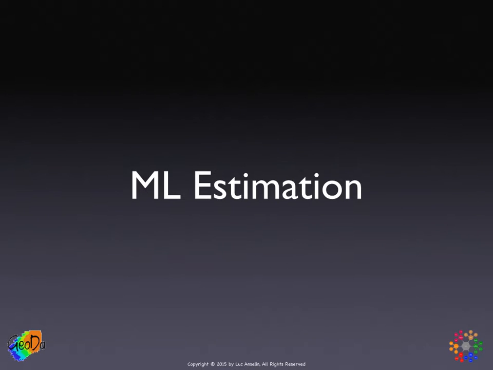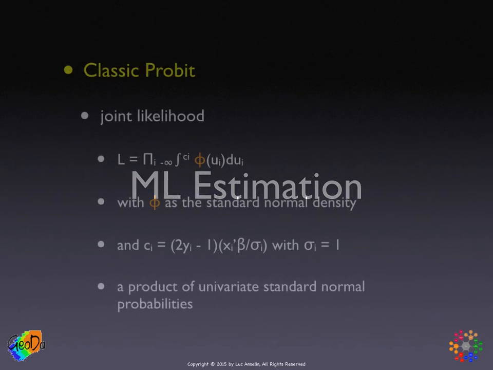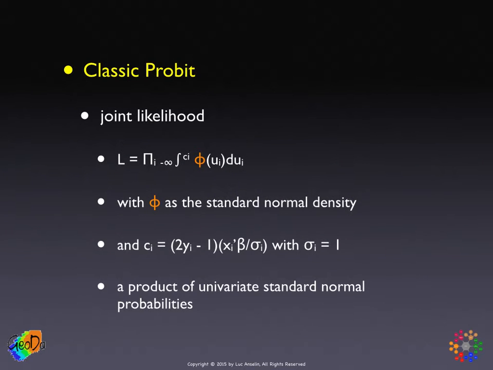First, maximum likelihood estimation of the spatial probit and Tobit. And just to set the stage, let's start by considering what happens in the classic probit model.